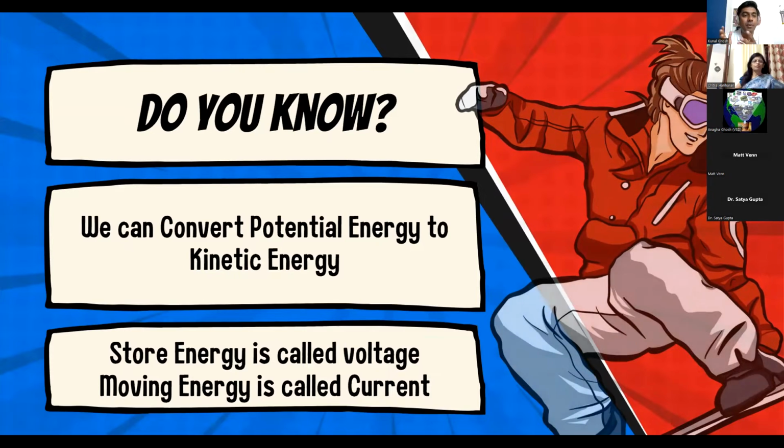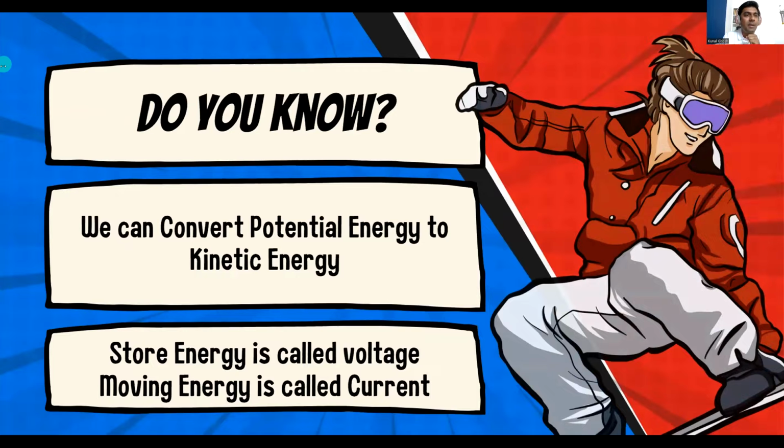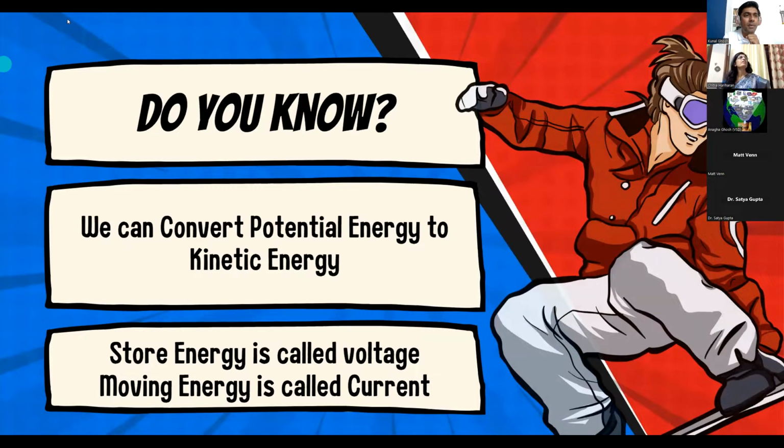Yes, so we know that energy can be converted from one form to another form. Now there is another concept, which most of you might or might not be aware of, and which is again a part of the entire program: the stored energy, whenever you store energy, is called the voltage, and the moving energy is called the current.